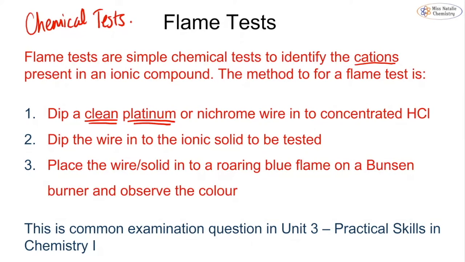We then dip the wire into the ionic solid that is to be tested, and then we place the wire into a roaring blue Bunsen flame to observe the colour. You can also call this a non-luminous flame. That would also be accepted, and we see the colour. This method is a very common question in Unit 3, Practical Skills in Chemistry. So make sure if you are practicing those past paper questions that you do know how to carry out the flame test.